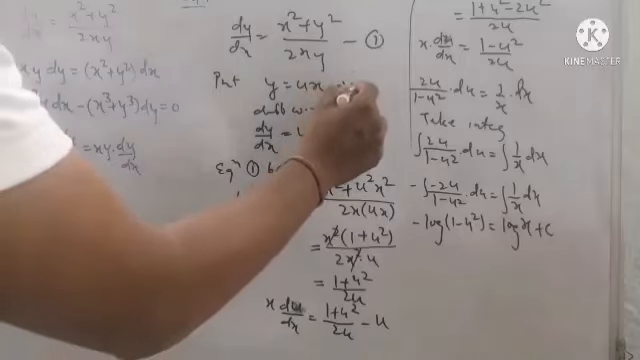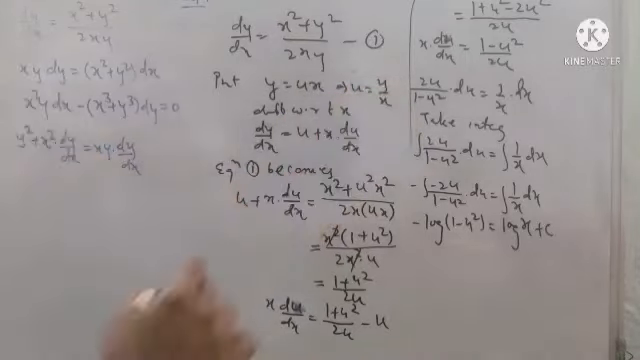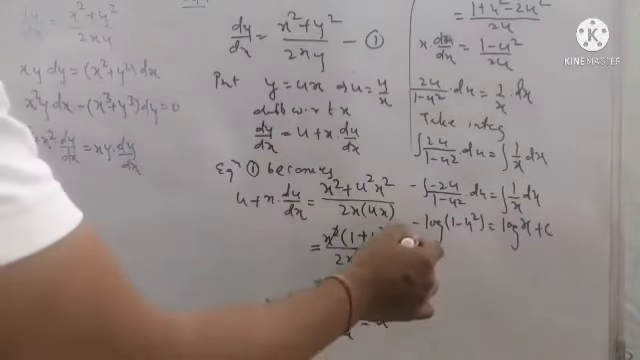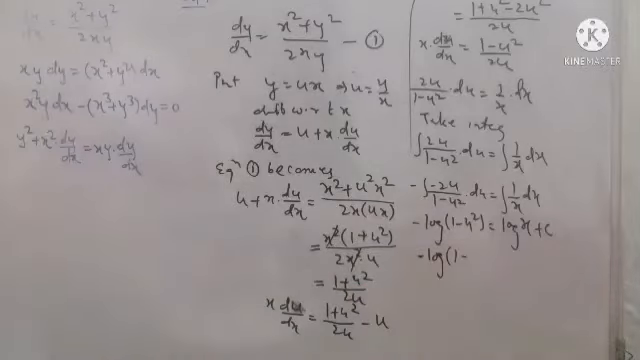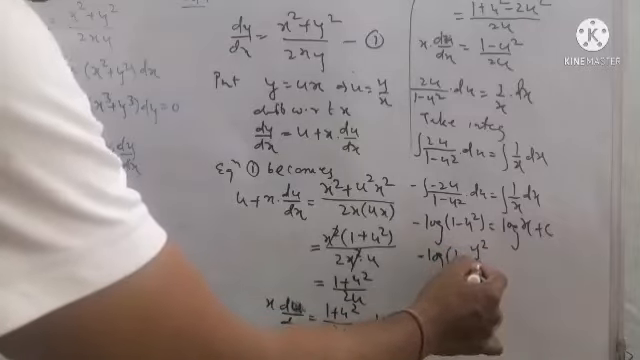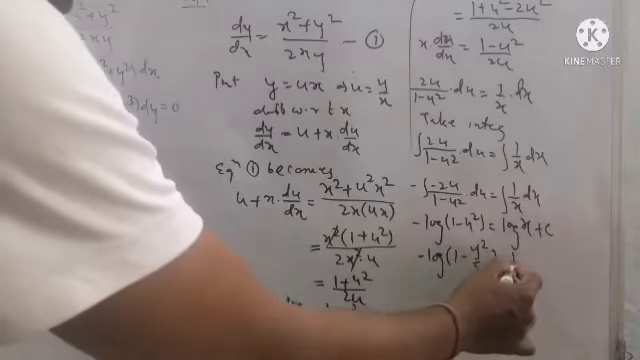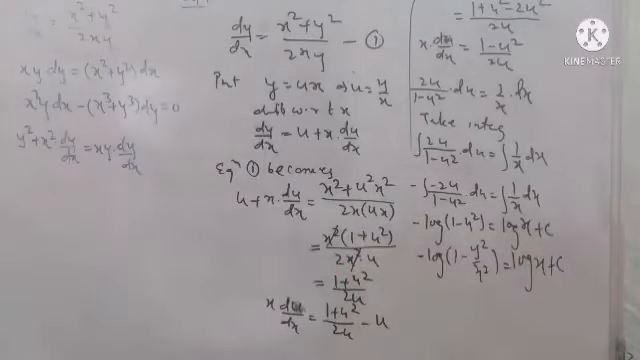From this you can define u by taking x into the denominator of y, so u is equal to y upon x. By putting u as y upon x in the solution, we get log of 1 minus, as u is equal to y upon x, u square is equal to y square upon x square, equal on the right hand side to log of x plus c, and this is the solution.